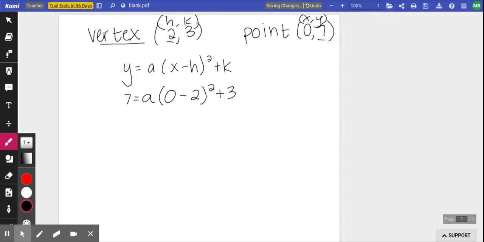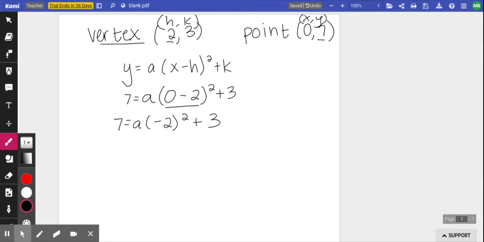Next, I'm going to use order of operations to simplify solving for a. Once I know the value of a, I'll be able to write my equation. First step is to work within the parentheses. 0 minus 2 is negative 2. So 7 equals a(negative 2) squared plus 3.